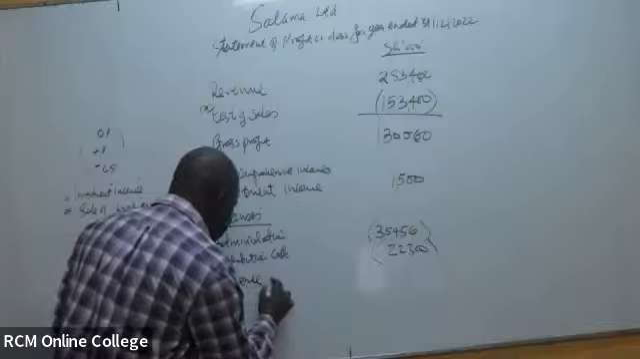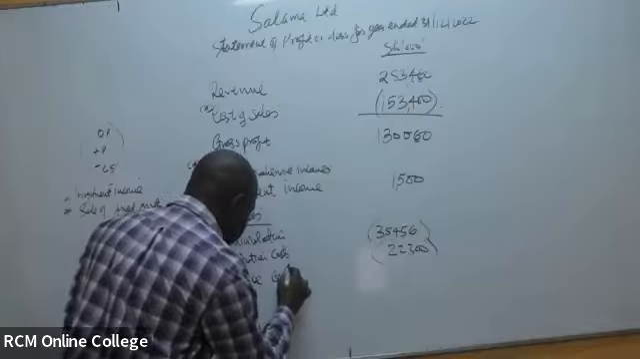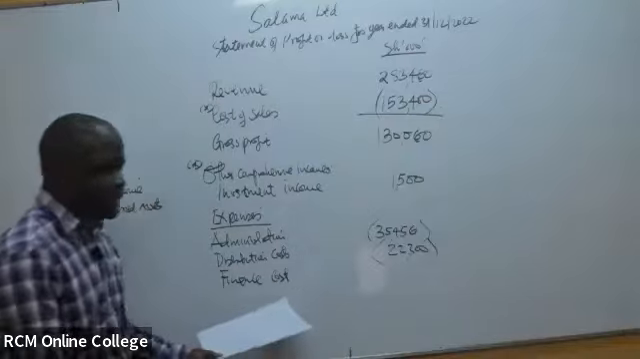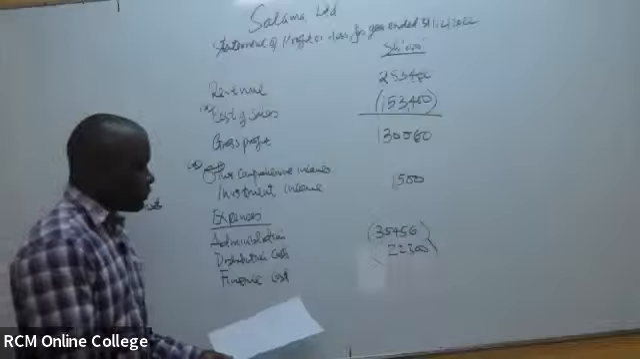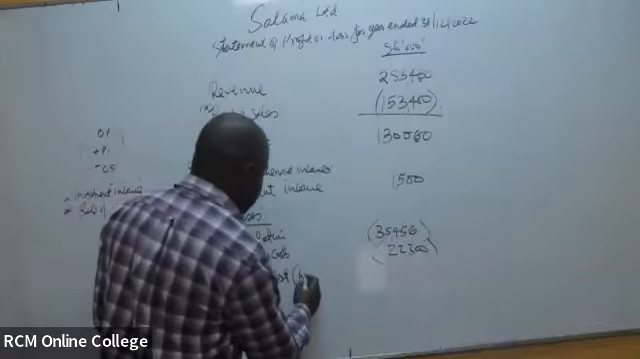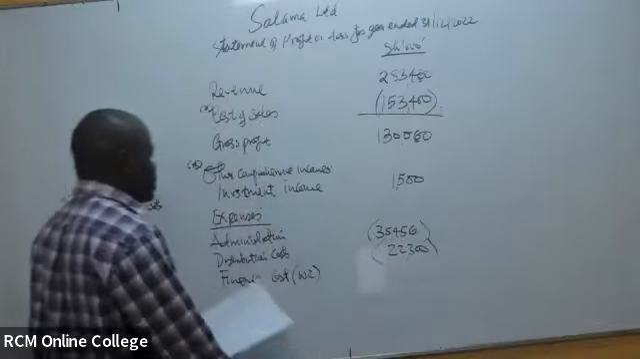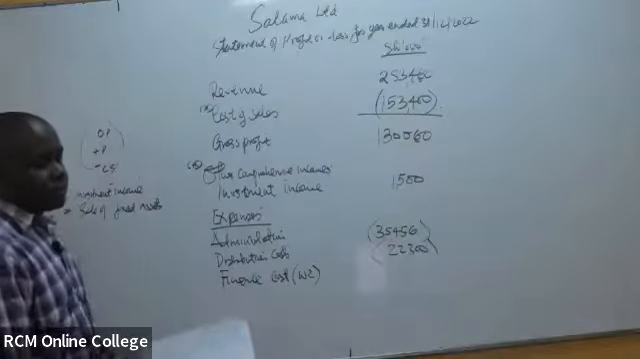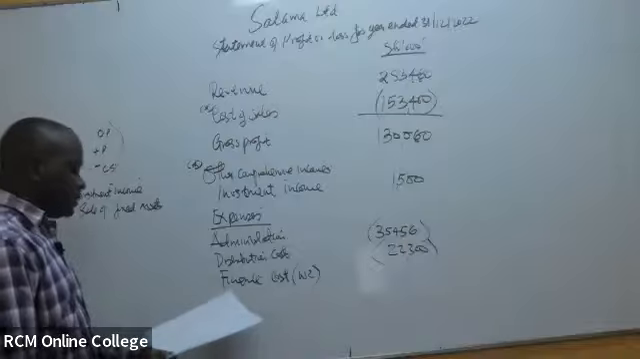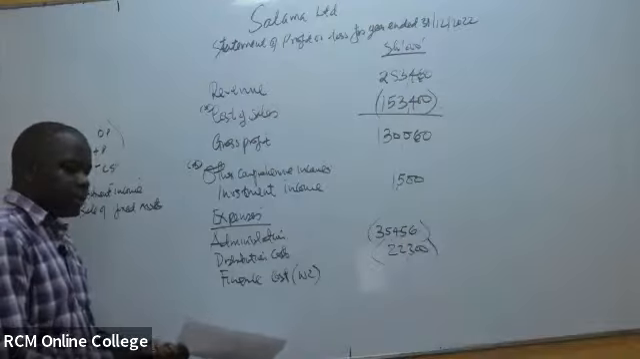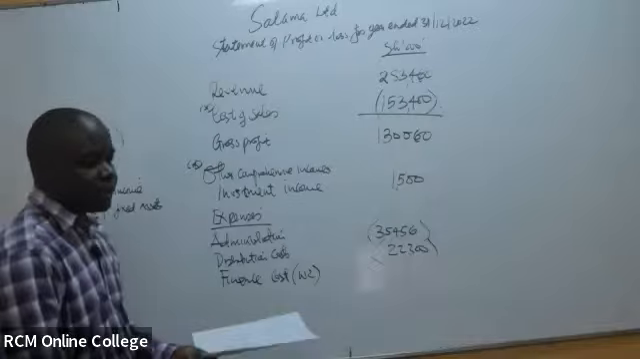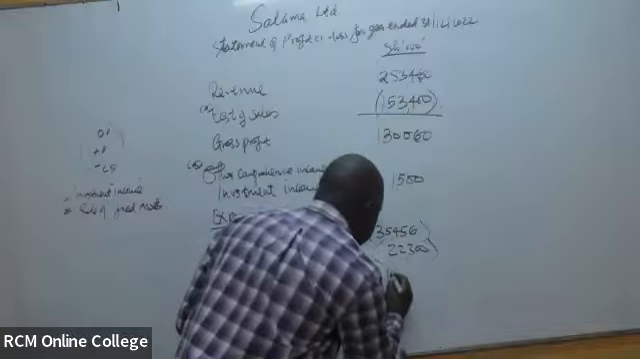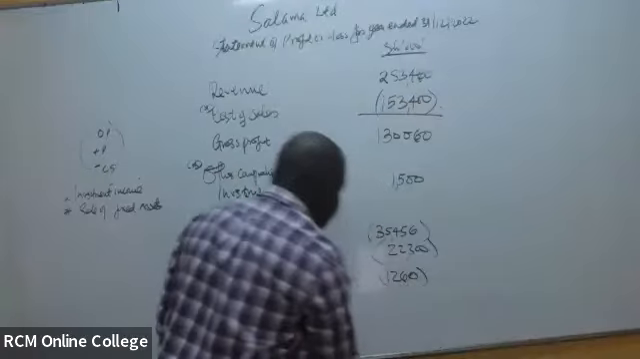Finance cost was actually under working two. If you look at working two, we did a computation for finance cost. It was coming to how much? Remember, finance cost is basically the interest expense. We had the interest expense for preference shares and of course for debentures. It was 1,260.